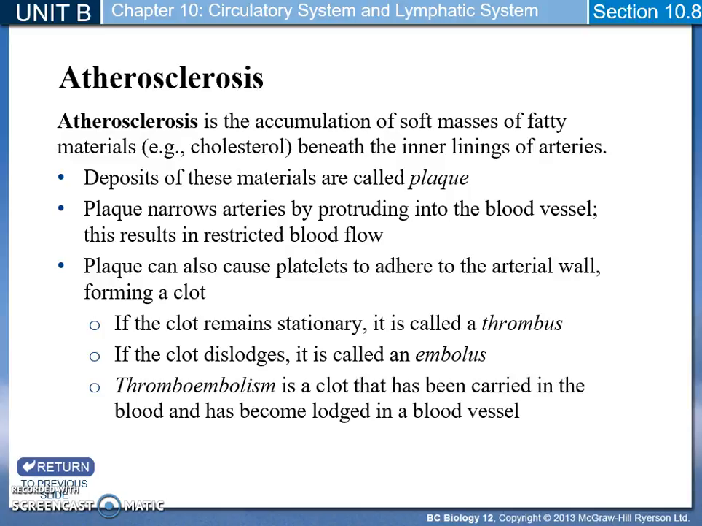Plaque can also cause platelets to adhere to the arterial wall, which then forms a clot. Now, if the clot remains stationary, then it generally doesn't do harm, and it's referred to as a thrombus. However, if it dislodges, then it's referred to as an embolus, and a thromboembolism is a clot that has been carried in the blood and has become lodged in a blood vessel. And this is where serious things can take place because of a dislodging of a clot.